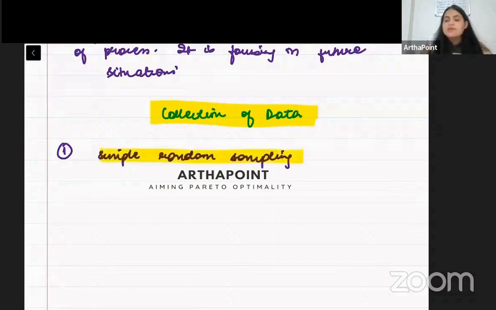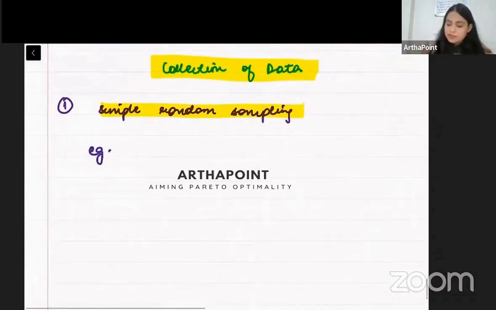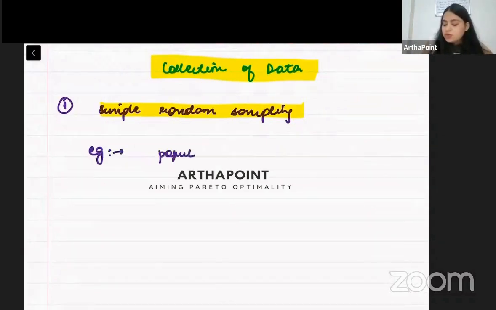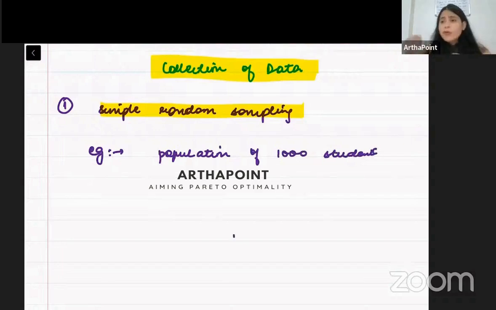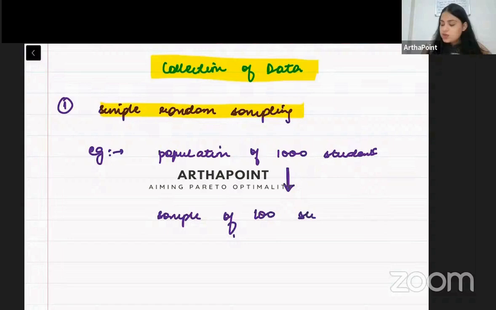Beta, what is simple random sampling? Focus on the word: random sampling. That means I am randomly creating samples. Take an example. Just for example, I have a population of 1,000 students, and I want to create a sample of 100 students. What will I do?